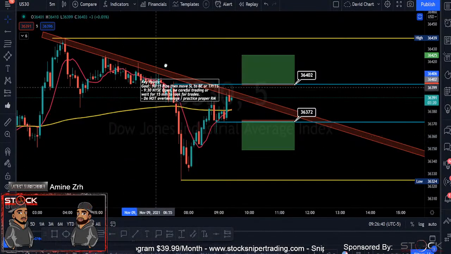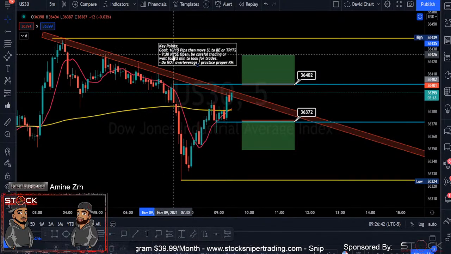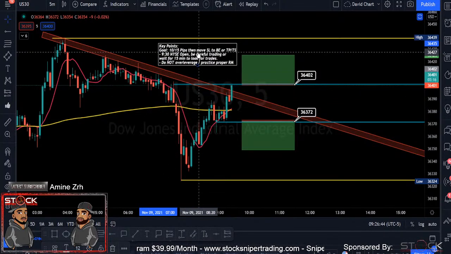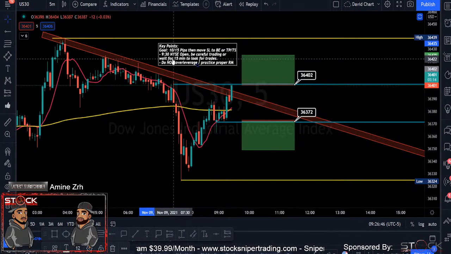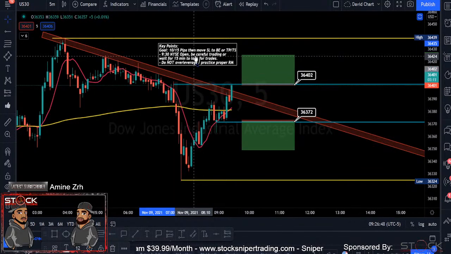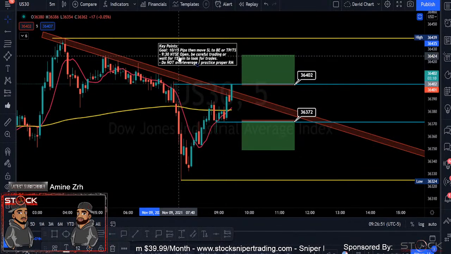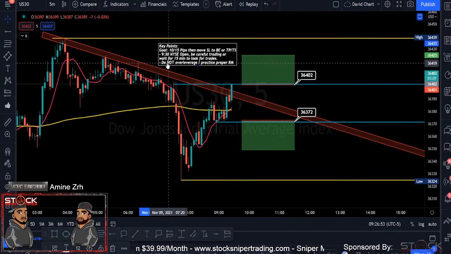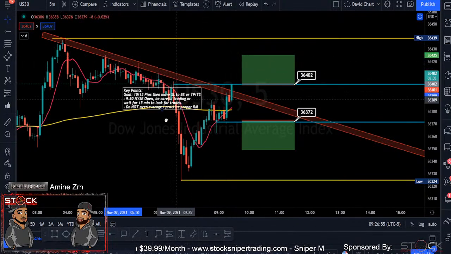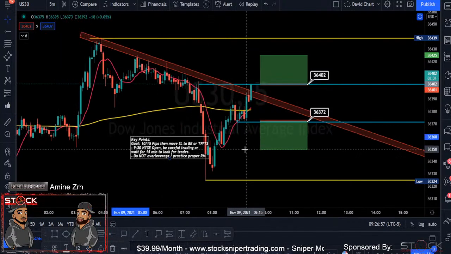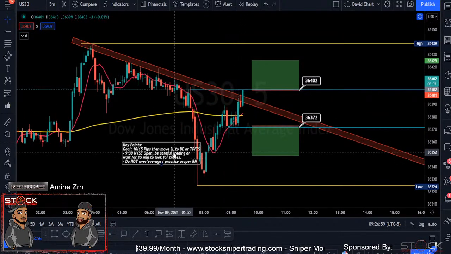Alright guys, so key points, right? 10-15 pips, move your stop loss to break even or trailing stop here. New York 9:30 is the New York Stock Exchange open. Be careful trading or wait 15 minutes for your trades. Alright, it's up to you. Do not over leverage, practice proper risk management. Alright, that is completely up to you and what we're going to do.